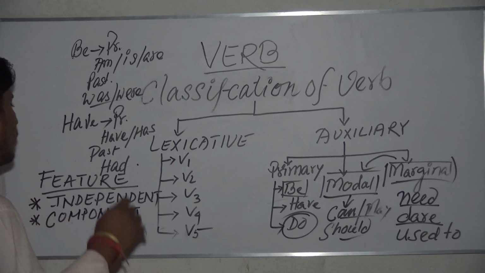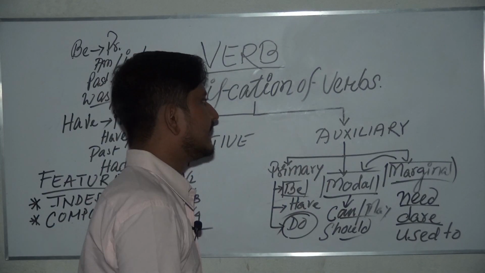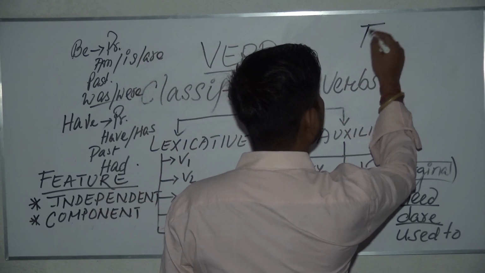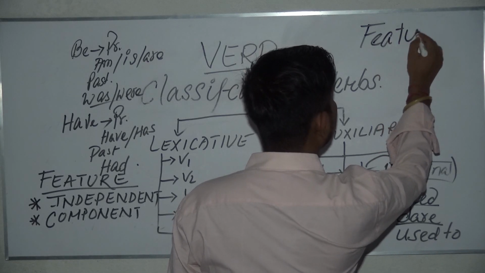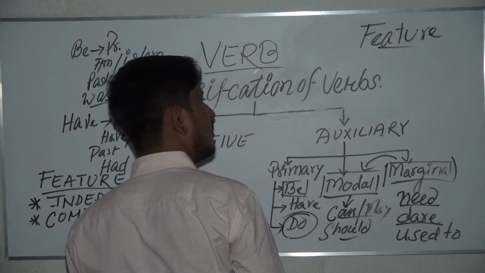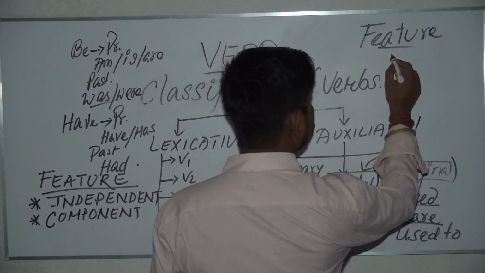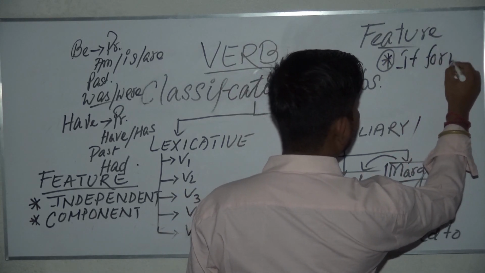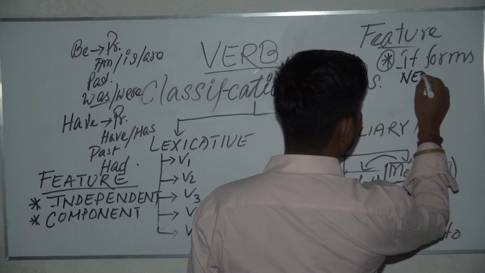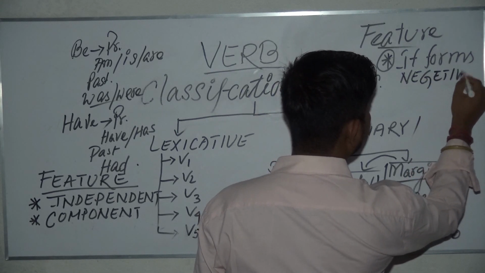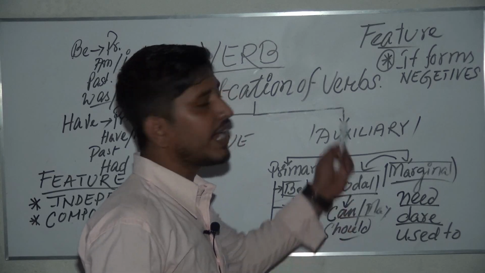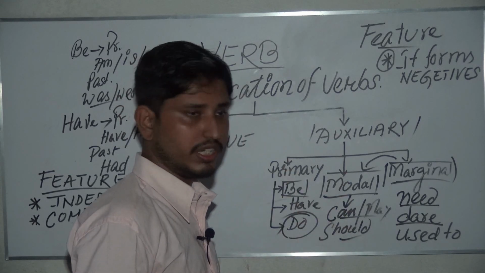And if we want to write the features of the auxiliaries, now we will discuss some of the key concepts of auxiliary verb. Number one feature of auxiliary verb is it forms negatives. Whenever you want to make some negative sentence, you have to use auxiliaries.